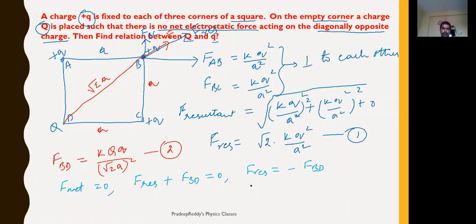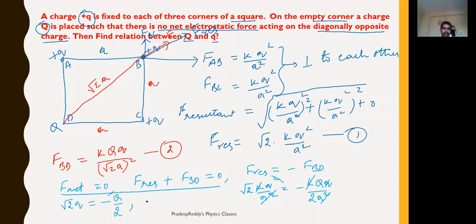Now F resultant is root 2 k q square divided by a square. This is equal to minus k capital Q small q divided by 2 times a square. The a square, a square, and one q get cancelled. Now finally, you can write that root 2 into small q is equal to minus capital Q divided by 2. So the final answer is capital Q is equal to minus 2 root 2 into small q.